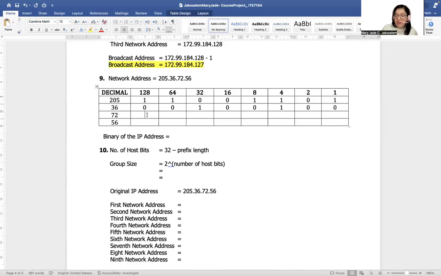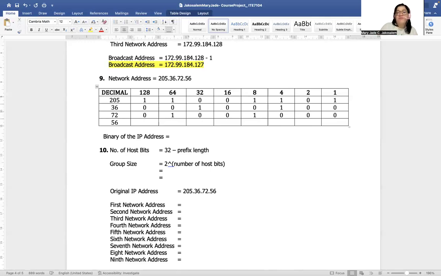Then we have 72. 72 again is less than 128, so 0. But 72 is greater than 64, so the answer here is 1. Then 72 minus 64 is equal to 8. So 8 is less than 32, so 0. 8 is less than 16, so another 0. However, 8 is equal to 8, so therefore the answer here is 1. Then 8 minus 8 is equal to 0, meaning the remaining will be 0.